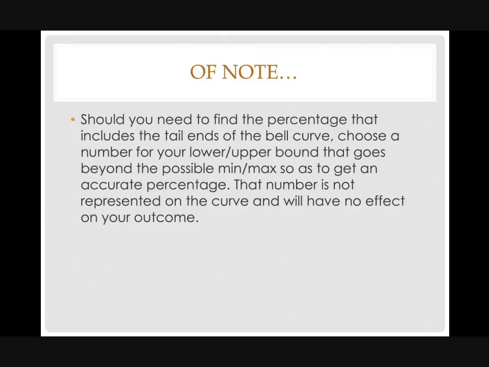You can think of it, for example, as a test. If you wanted to figure out what percentage of the population got a test score of 85 or higher, and the highest is 100, you may want to make your upper bound 120. The 120 won't have an effect because it's not a possible or reasonable outcome on your bell curve. So those numbers will zero out, but just make sure that you've covered all possible options.